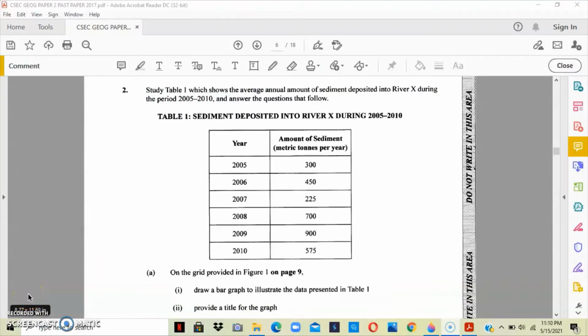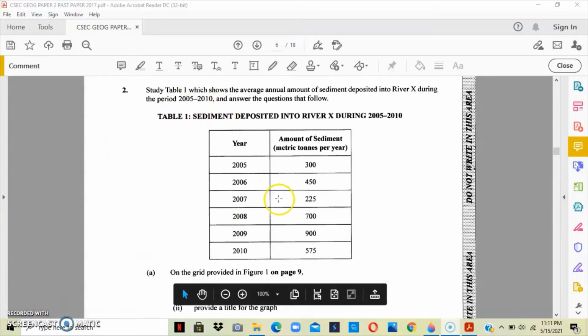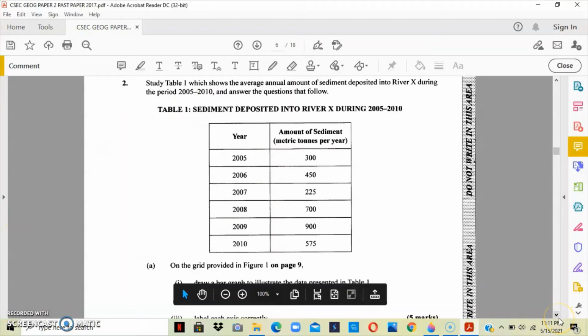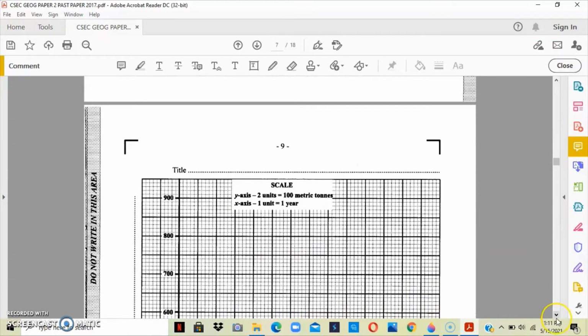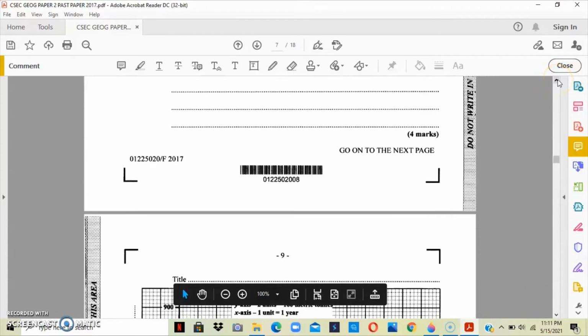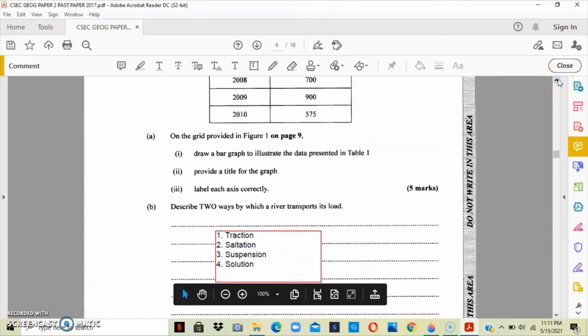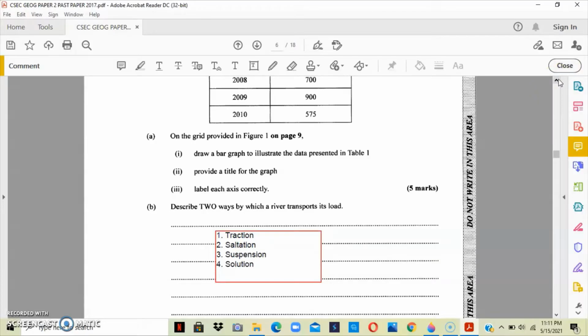Question 2 on the 2017 May-June Geography paper shows us a table that basically depicts the average annual amount of sediment that is deposited into River X during the period 2005 to 2010. So this is the table with that information. Now, the question that accompanies the table is that you're provided with a graph on the page that follows. On this graph, you're expected to create a bar graph to illustrate the data above, as well as provide a title for the graph. You're also to label the axes correctly.